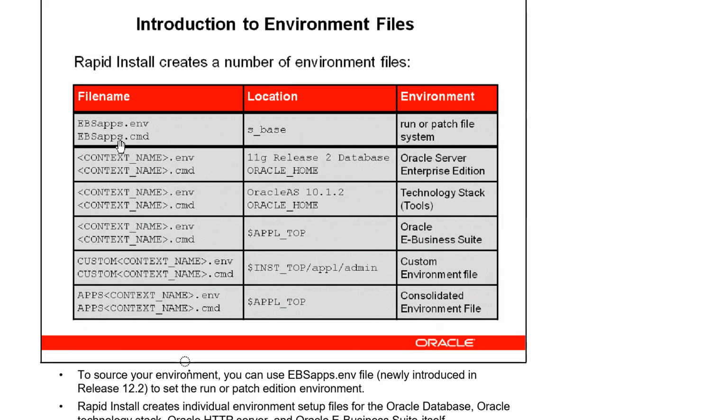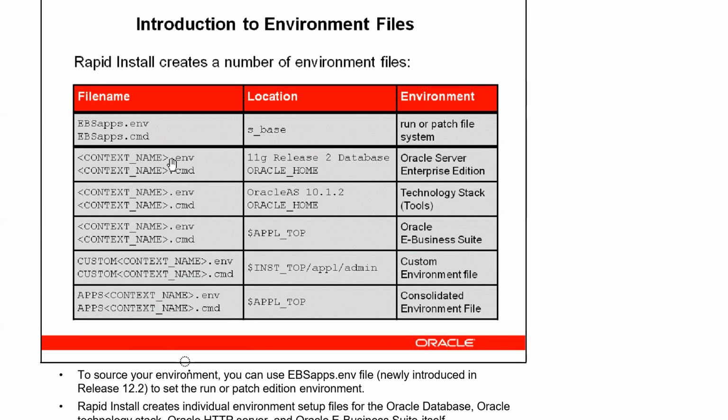So this EBS apps.environment file, currently it is not there in 12.2. But once you apply Delta 7 or one of the patches, then the EBS apps environment file will come into the picture. So right now you'll not have it. Apart from that, you have a couple of environment files, but you have a consolidated environment file. This is the one, the apps context name.env file. So this file may call all the other files.